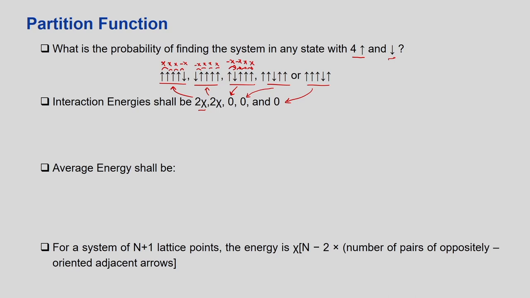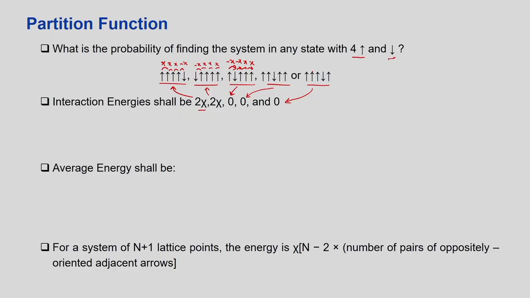Now write down the probability. If you want to write the probability that I can have any of these states out of all the possible states, then your expression will be the exponential term of all these states divided by the partition function. So the expression will be P. Now, in place of writing the exact arrangement, I will write the probability of having 4 of them up and 1 of them down.